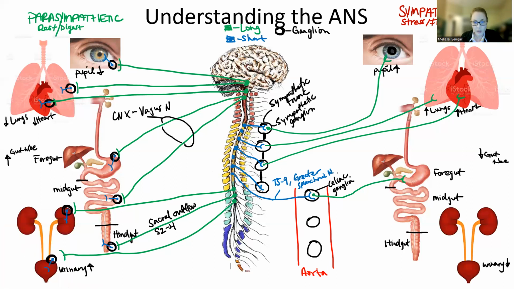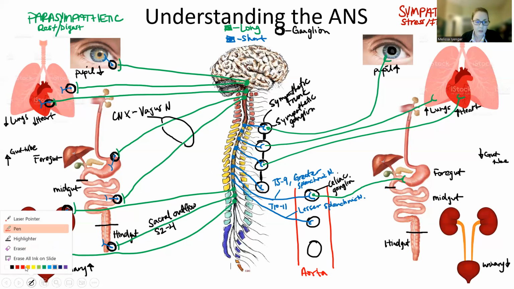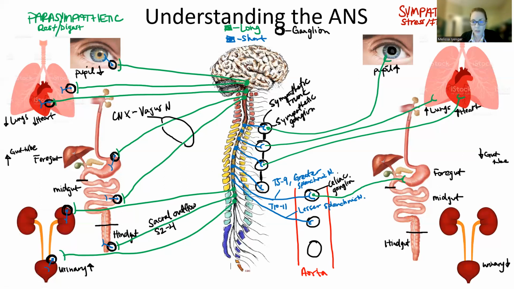Then I'm going to have, again, another nerve that's going to come out like this. And this is going to be from levels T10 to T11. This nerve is called the lesser splanchnic nerve. Okay, it's going to hit the superior mesenteric ganglion.